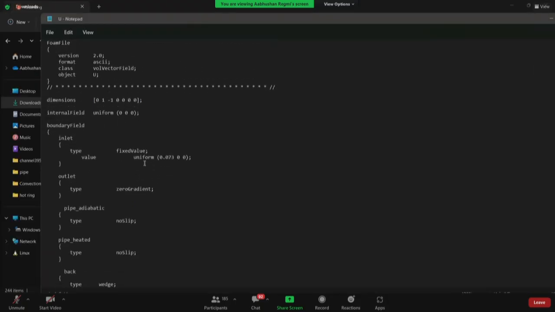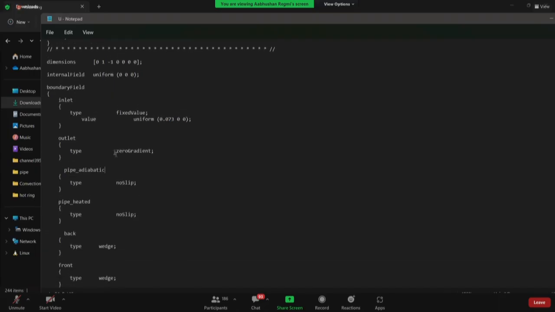So at inlet, we are providing a fixed value, and that value is 0.073. Be careful while providing this uniform. Since this is a vector, I'm giving my velocity in the x direction. This depends on how you have meshed your geometry. If your inlet is in x direction, you need to give it in x direction. If your inlet is in y direction, you need to give it in y direction.